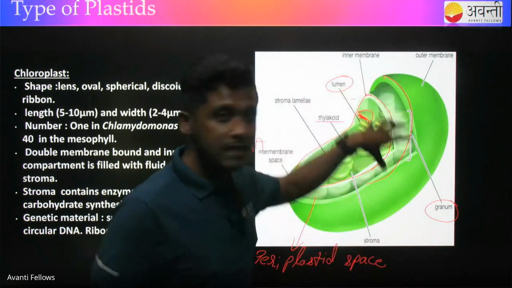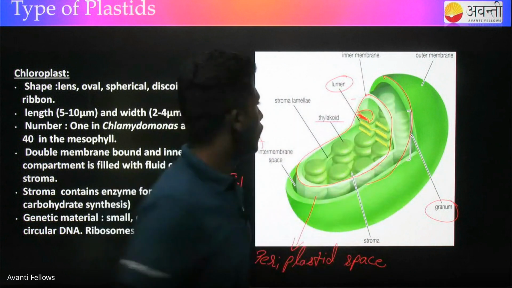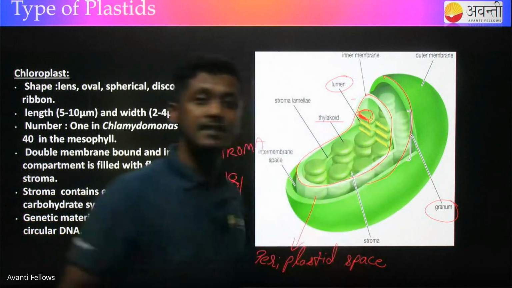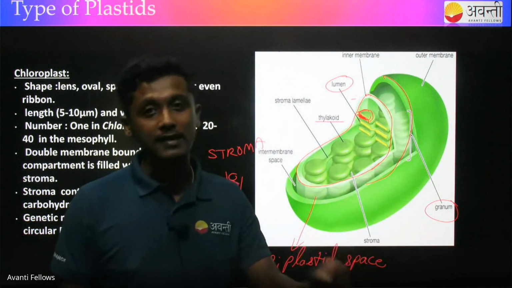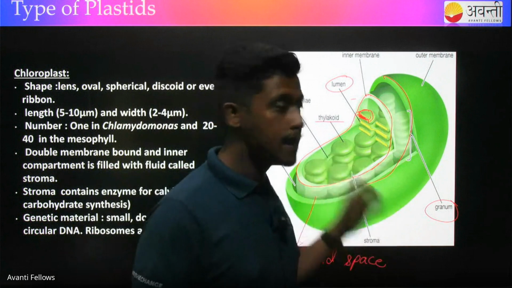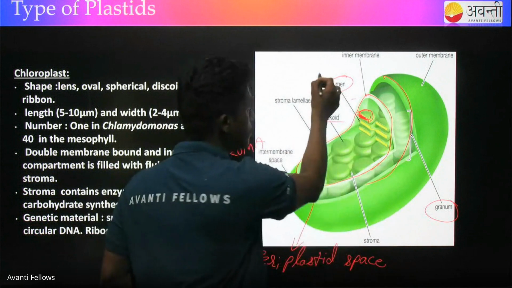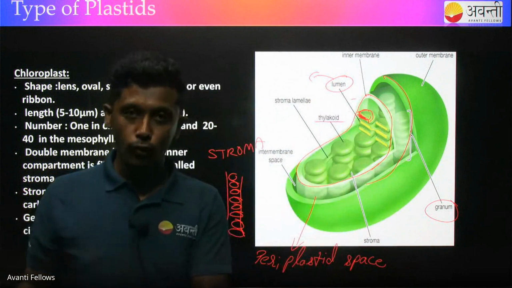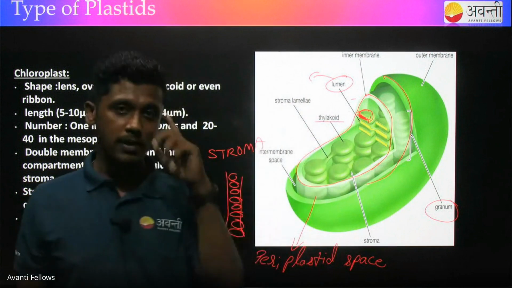And who encloses the lumen? The thylakoid membrane. That means the thylakoid has its own membrane, and this membrane is so important for understanding. The lumen of the thylakoid is so important for understanding the process of photosynthesis. That's why you need to remember this name.